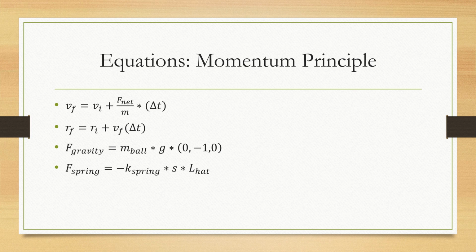The equations from the momentum principle are Vf is equal to Vi plus F net over m times delta t. The position final is equal to position initial plus velocity final times delta t, and then the force of gravity is mg times <0, -1, 0>, and the force of the spring is the spring constant times the displacement of the spring times L hat.